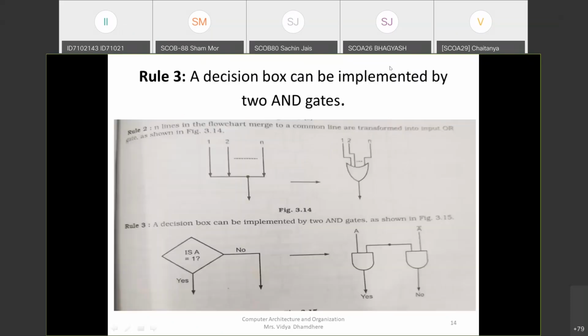Any doubt in this? Second method, any doubt? Please put it in the chat box. No doubts, okay. Thank you. We'll move to the next part, that is the third method.